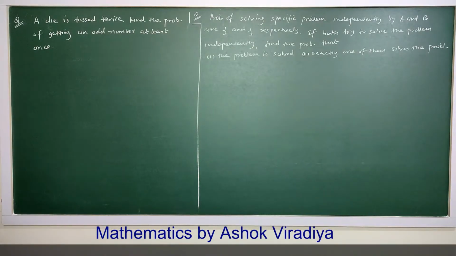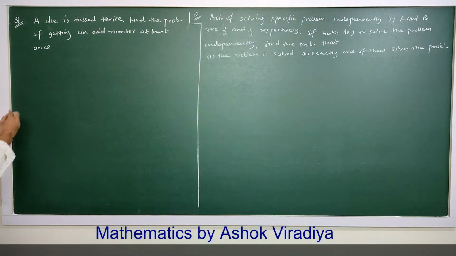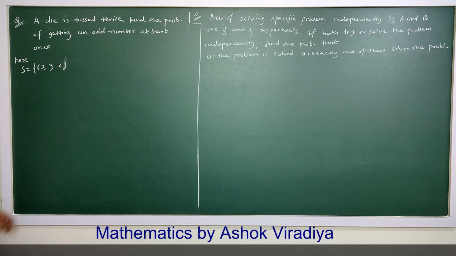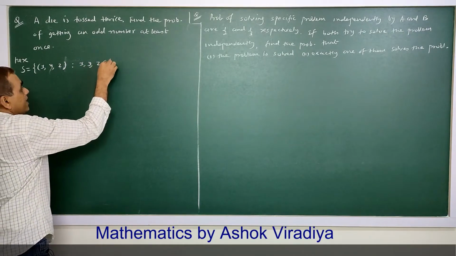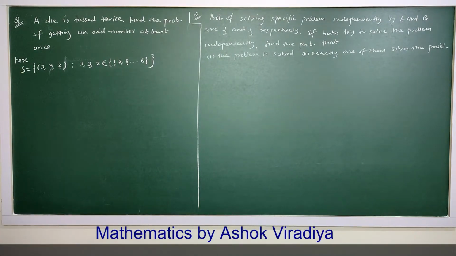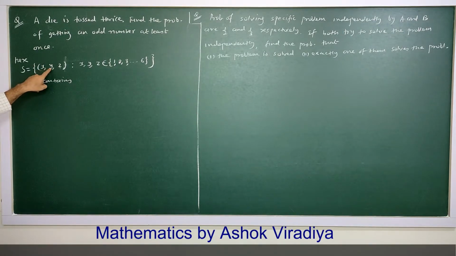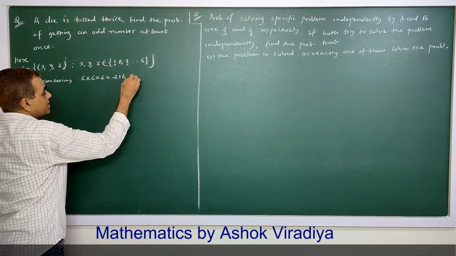A die is tossed thrice. Find the probability of getting an odd number at least once. Here a die is tossed thrice, so the sample space contains the set of triplets x, y, z: the outcome from the first die, the second die, and the third die. So S is the set of triplets where x, y, z are elements from 1 to 6. The value of x can be chosen in 6 ways, y in 6 ways, z in 6 ways. So S contains 6 into 6 into 6, 216 outcomes.